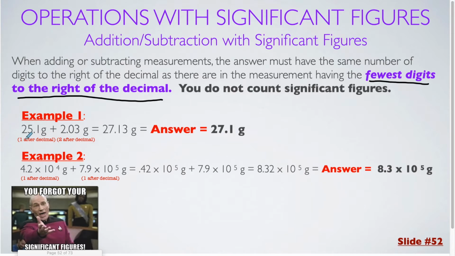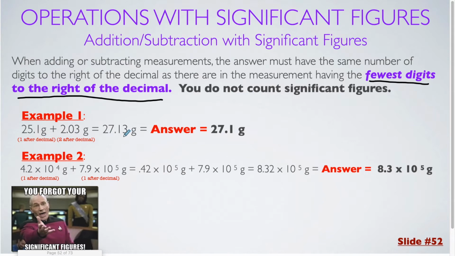So let's look at example 1. We have 25.1 and 2.03. First thing you have to do is do the math. So we're going to add those normally, and we have 27.13 grams. Now looking at my original two values, this first number had one place after the decimal, and this one had two. When we're adding numbers like this, we can only write out our answer based on whichever of those measurements was the least precise, which would be this one, one after the decimal.